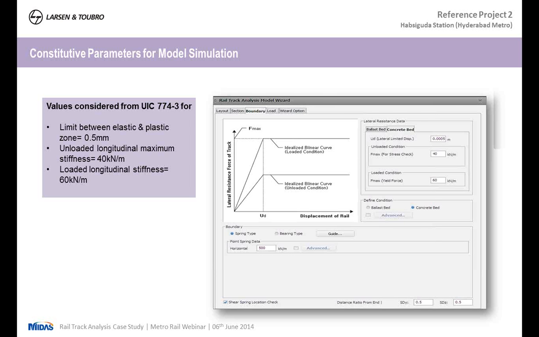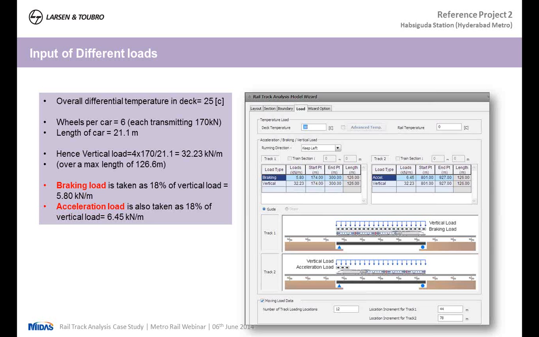Input of different loads. Differential deck temperature was 25 degrees Celsius. Vertical load was 32.23 kN per meter. Braking and acceleration load was again taken as 18% of vertical load as per recommendation.